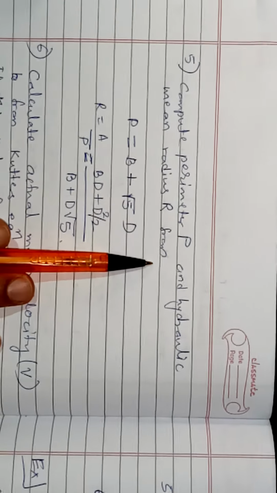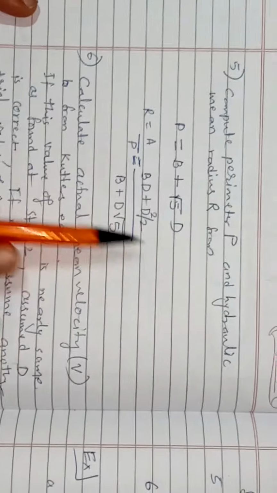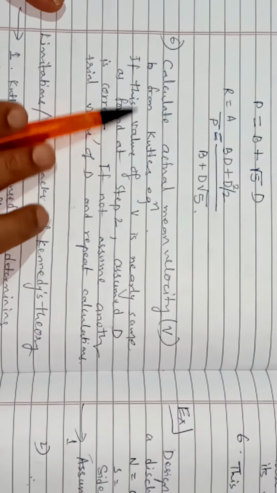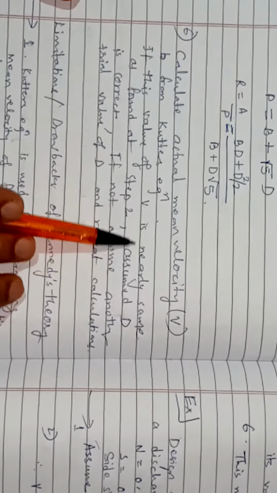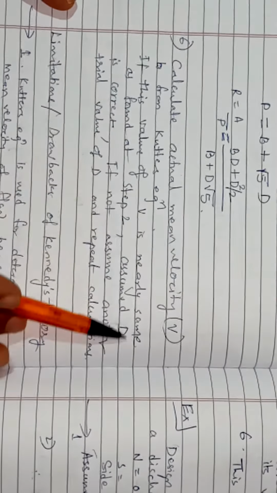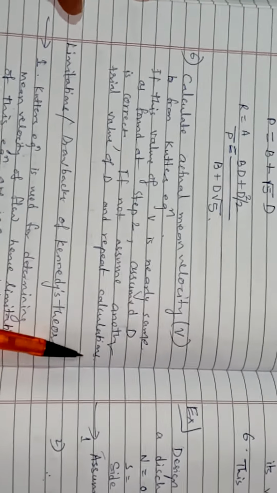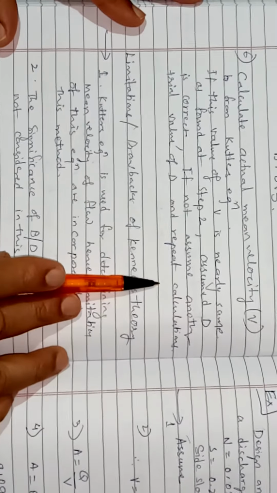Fifth step: compute the perimeter P and the hydraulic mean radius R by using the following equations. P is equal to B plus root 5 into D, and hydraulic mean radius R is equal to A by P. Then calculate the actual mean velocity V from Kutter's equation as discussed earlier. If the value of V calculated at this step is nearly the same as found at step 2, the assumed depth D of flow is correct. If not, assume another trial value of D and repeat the calculations. So this is the procedure of design of the channel by Kennedy's theory.